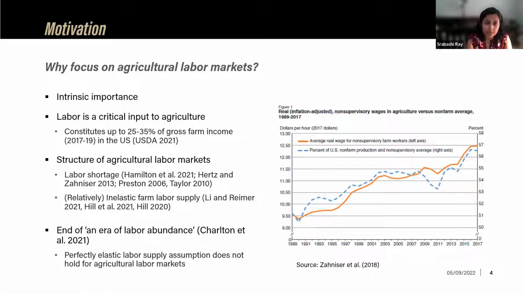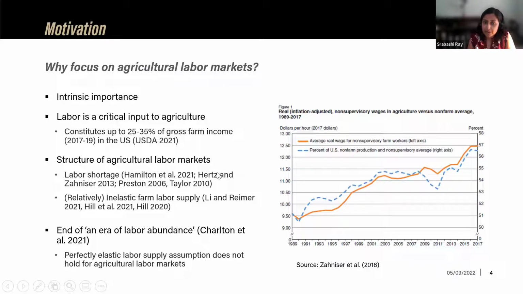But even beyond that, labor is a critical input to agriculture for some crops such as fruits, vegetables, etc. The cost of labor in gross farm income can be as high as 25 to 35%. So it is an important input. Any changes in agricultural labor as a whole could have significant impact on agriculture productivity, etc. What is produced, where it is produced, that kind of stuff.